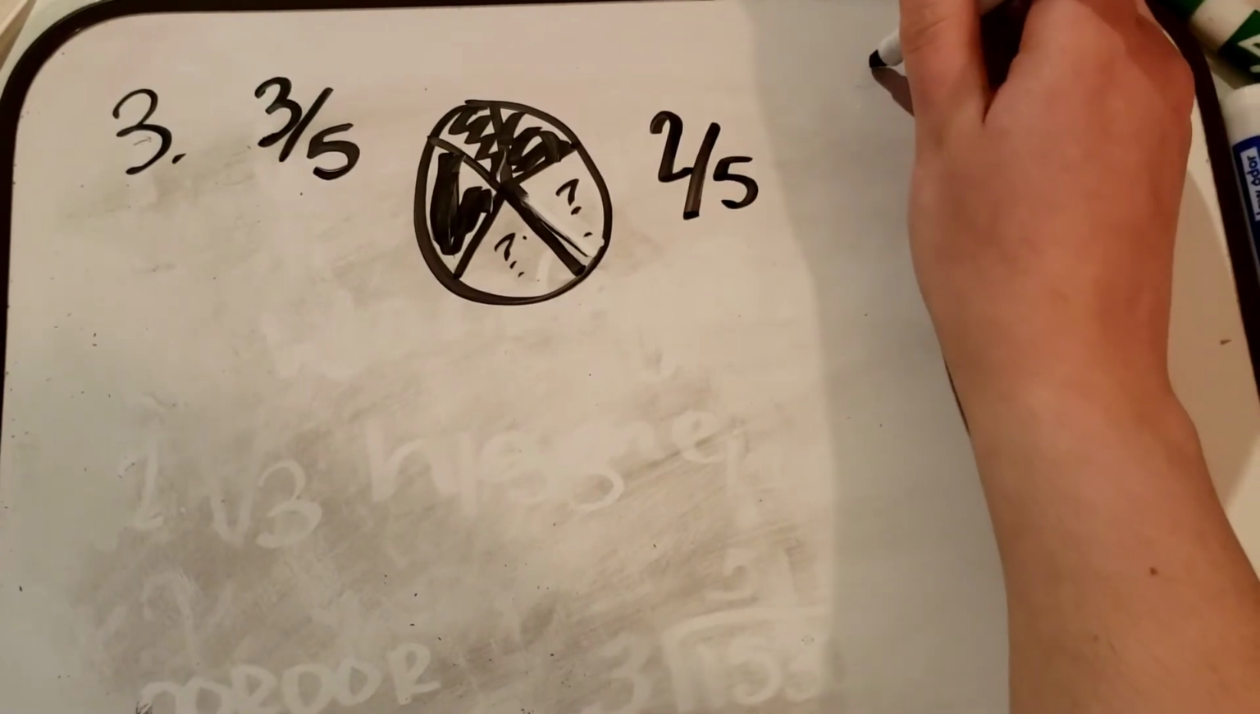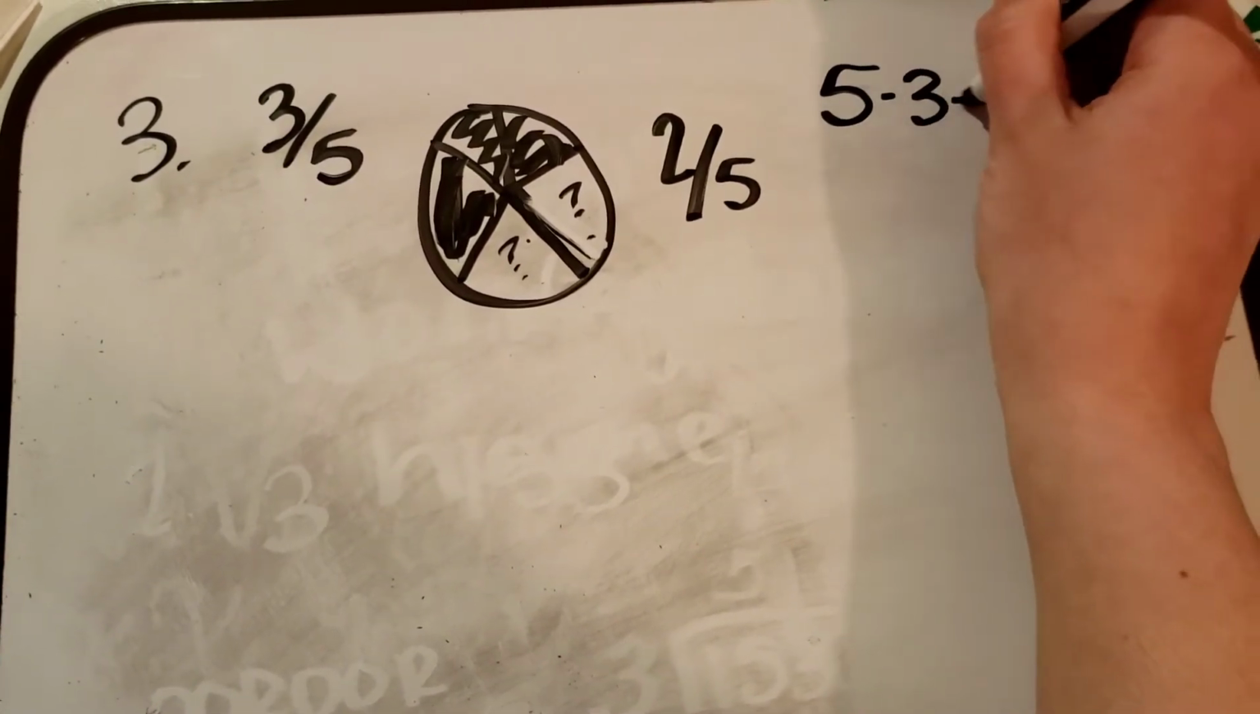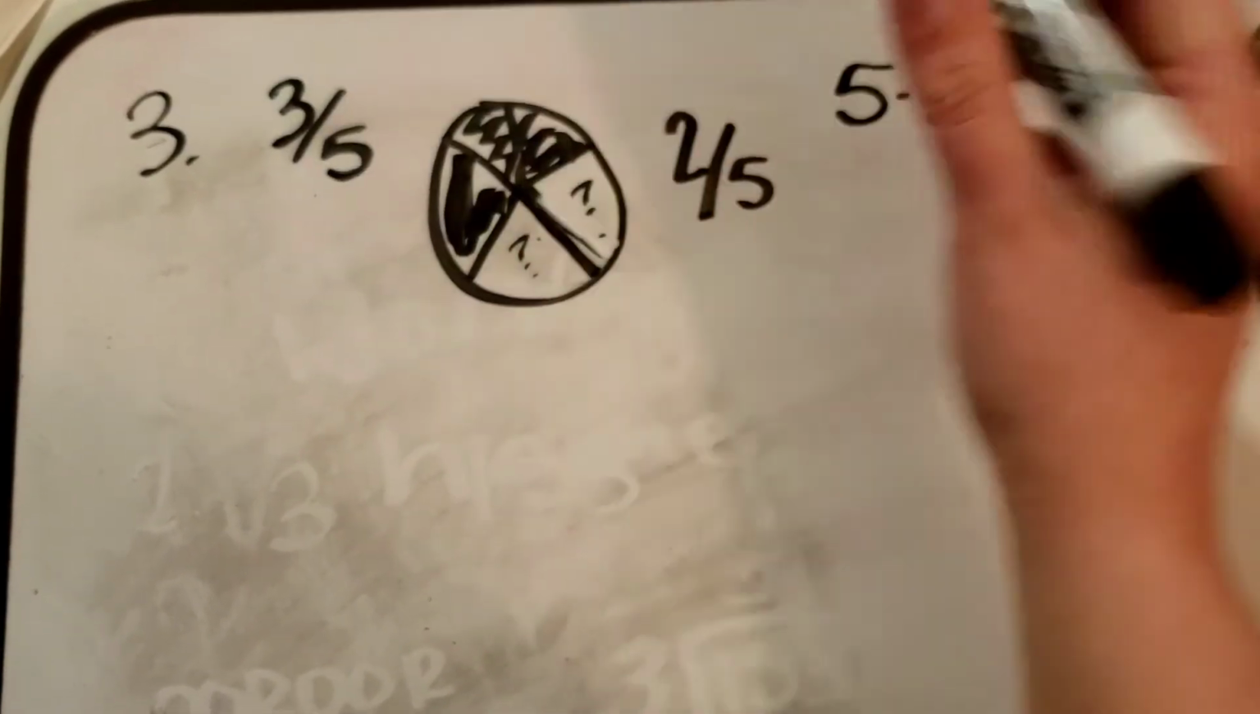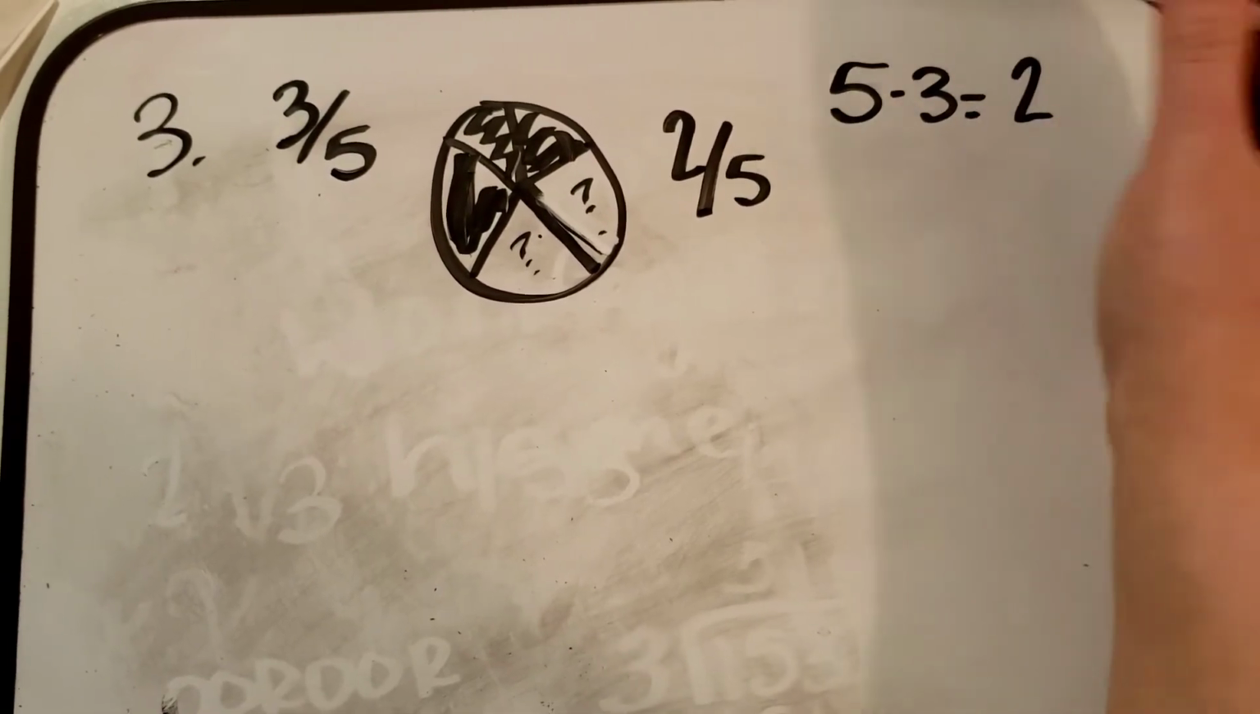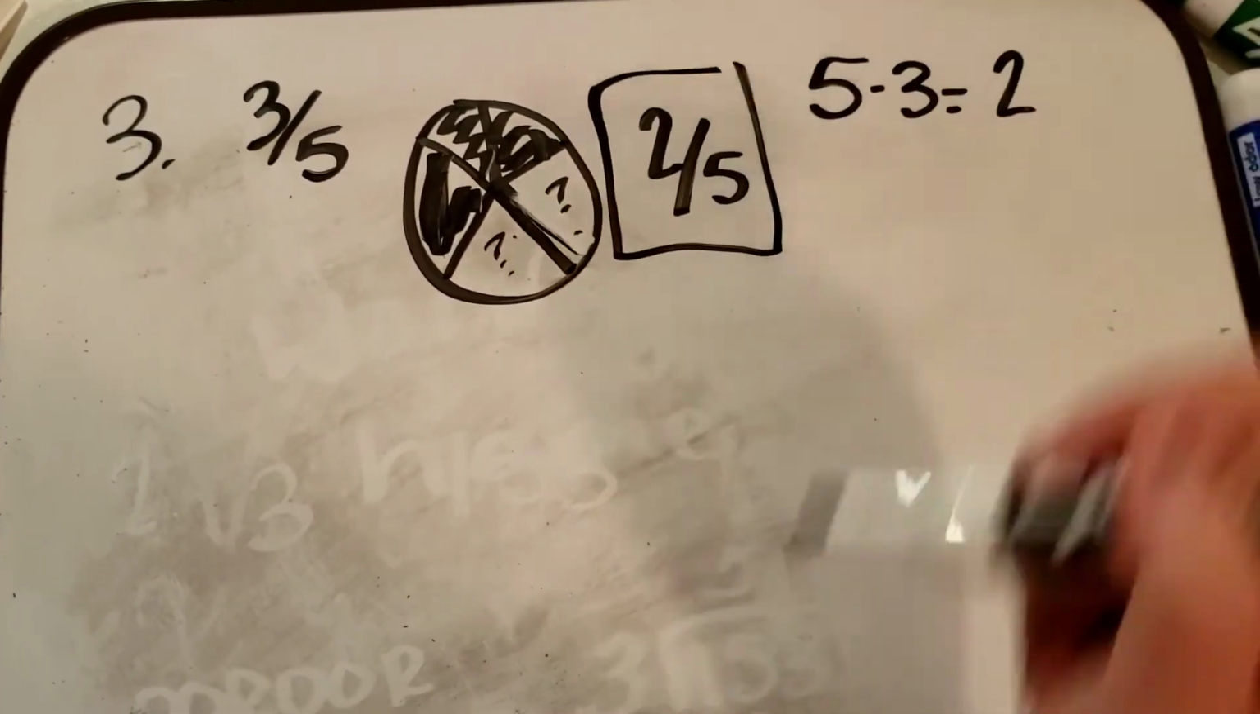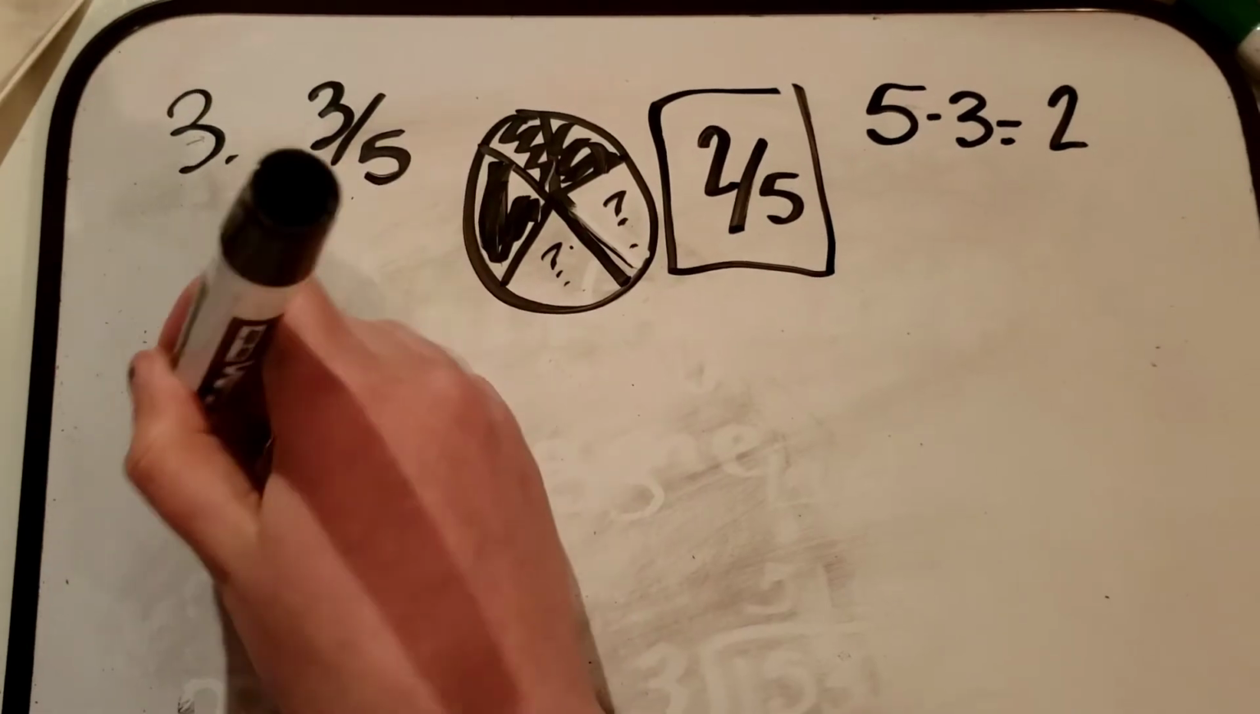Or you could just subtract 3 from 5. You just take that 3, subtract it from 5, and you get 2. So that's how you find that answer.